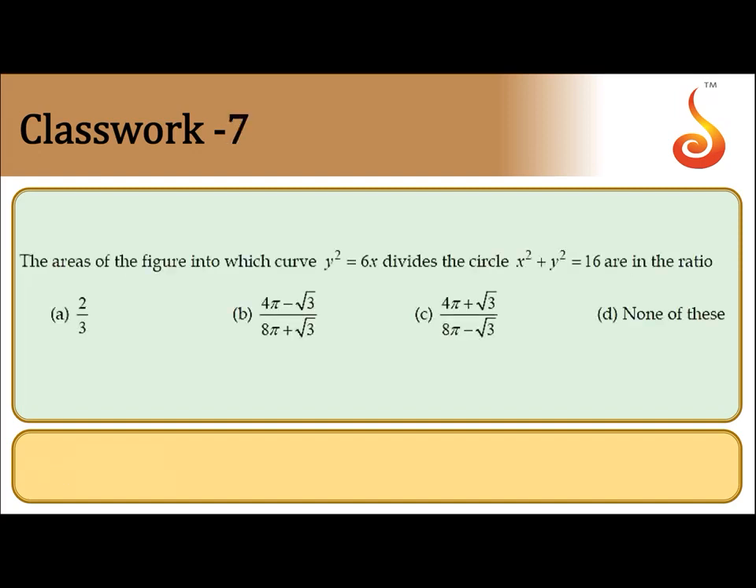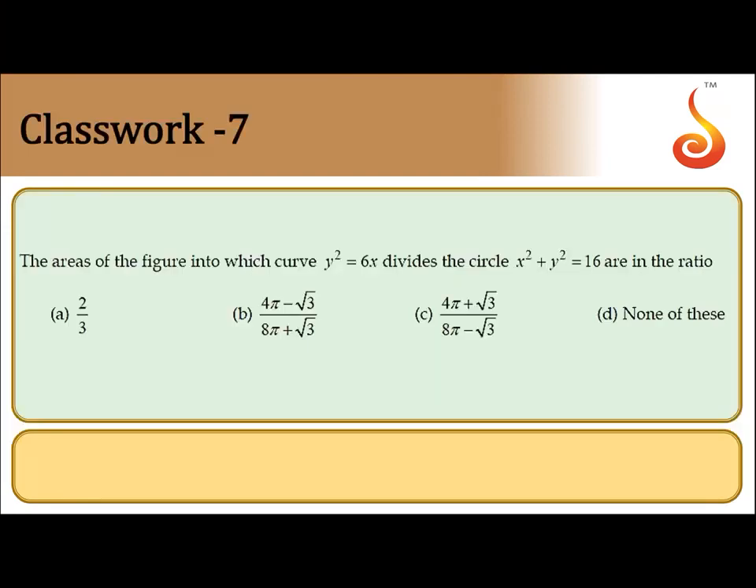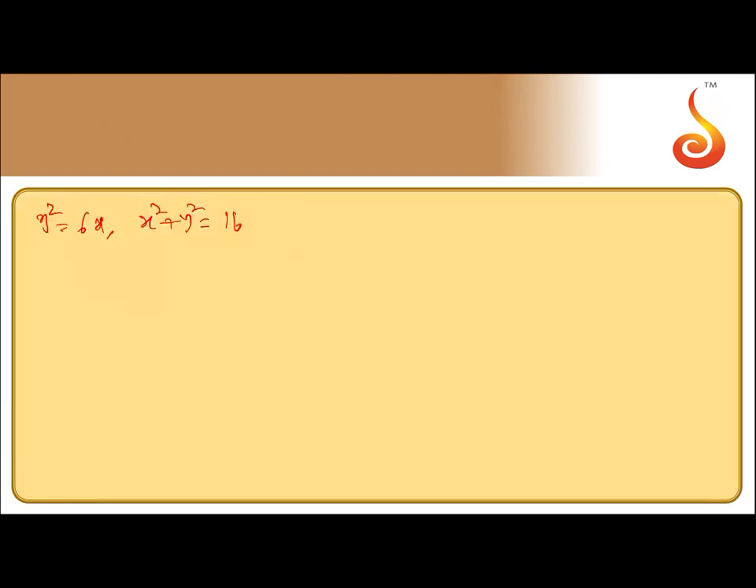Now the areas of the figure into which the curve divides the circle in the ratio. This is a bit calculative, so let me take up here. y square is equal to 6x, x square plus y square is equal to 16. So y square is equal to 6x and x square plus y square is equal to 16.